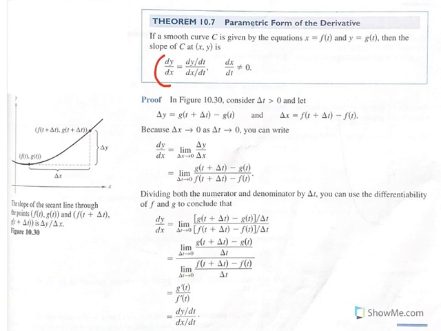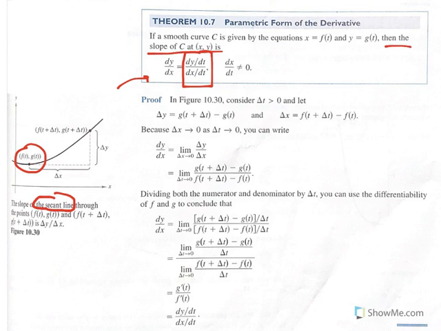So if you're trying to show that dy dx is equal to dy dt divided by dx dt, you've got to first understand that dy dx represents the slope of the curve at a particular point. And that's what the theorem is stating, that the slope of the curve at a particular point is given by this formula. So when we think in terms of slope, we may think of the slope of the secant line through 2 points. And these are the 2 points in this figure.